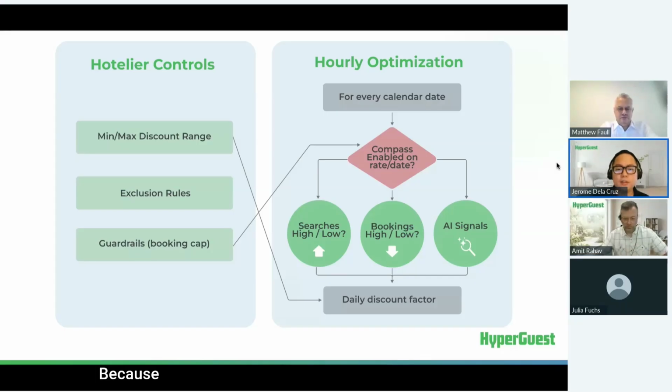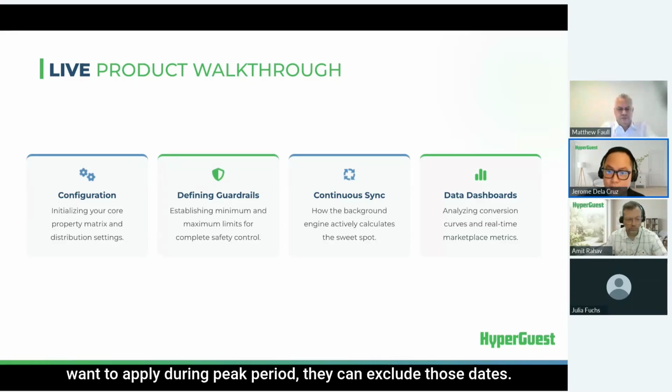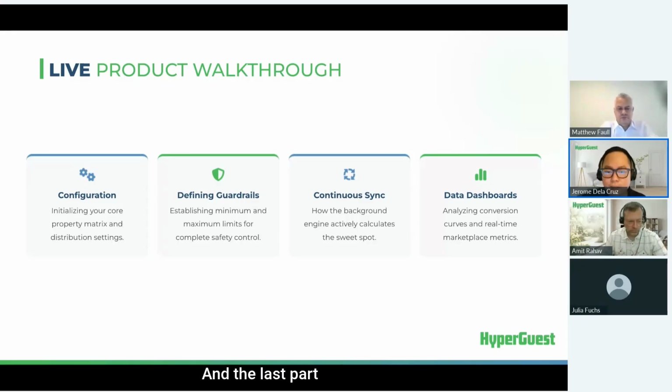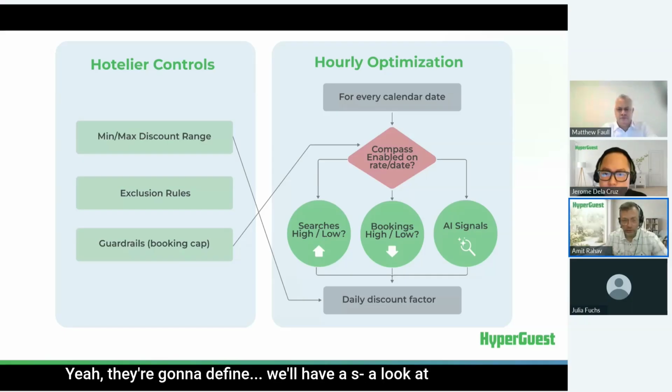Okay, very interesting. So the hotelier will put the minimum and maximum discount when they set up the Revenue Compass. Second, you mentioned exclusions, especially if they don't want to apply optimization during peak periods, they can exclude those dates. And the last part, if you can go back to the previous slide, please. And the last part is the guard, the booking caps. Can they put a maximum number of rooms, and can they put a minimum number of searches on this part, Amit? Yeah, they're going to define it. We'll have a look at the product demo in a moment, but they can actually define the number of bookings that they want to receive in any time window.